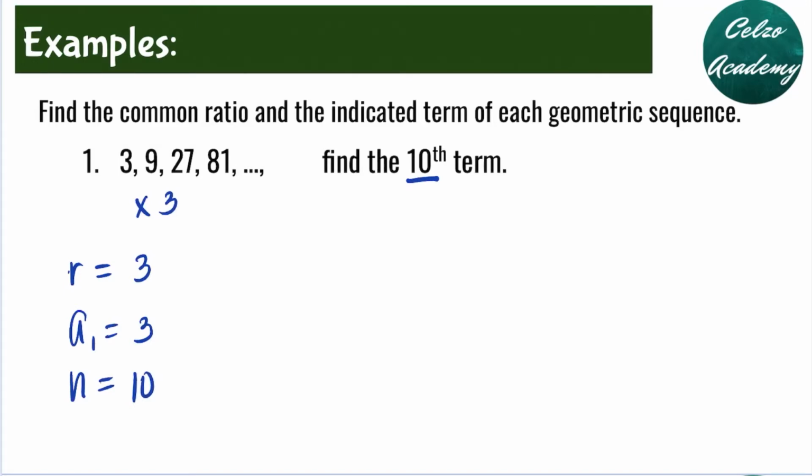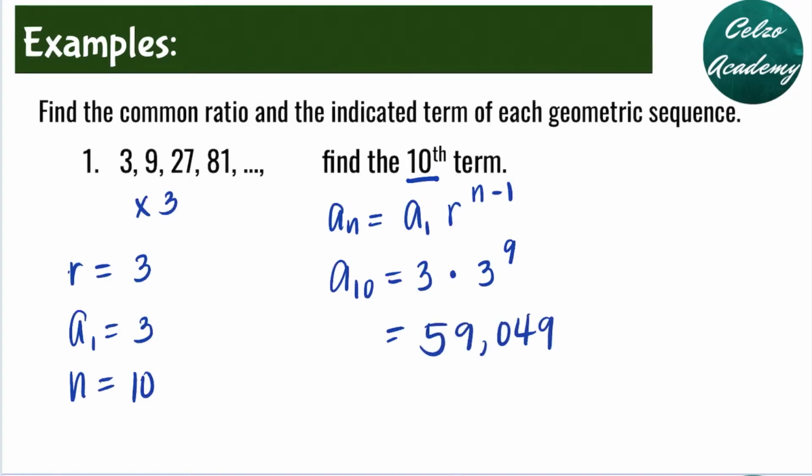In solving for the nth term of a geometric sequence, we will be using the formula a sub n is equal to a sub 1 times r to the power of n minus 1. In this problem, our n is 10, so we are solving for a sub 10. Our a sub 1 is 3, times our ratio 3, to the power of 10 minus 1, and that is 9. Using your calculator, evaluate 3 to the power of 9, and then multiply by 3, which is 59,049. That is our 10th term.